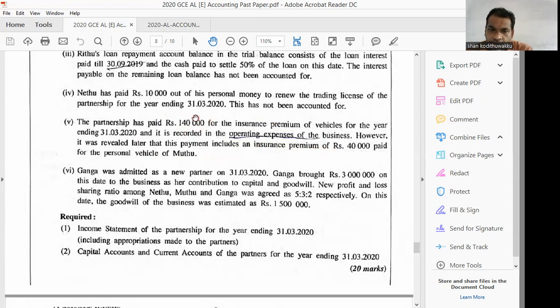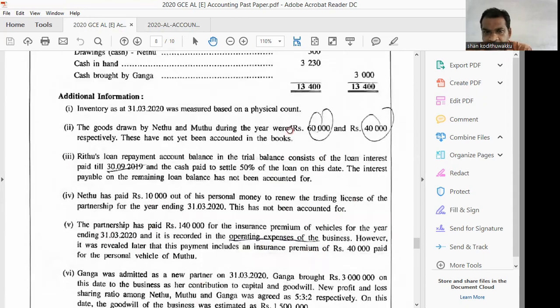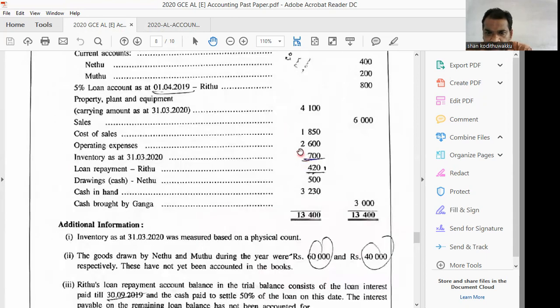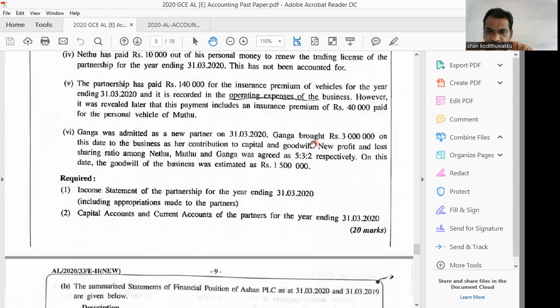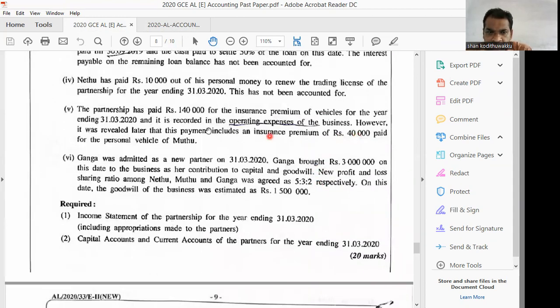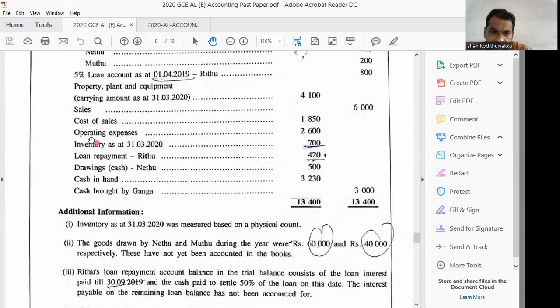Therefore, only 100 can be taken for business insurance premium. Then 100 can be there in this value 2,600. But this 40 paid for the personal vehicle of Muthu cannot be there. Therefore, this 40 should be deducted from operating expenses because a total of 140 is included in this value. Therefore, 40 is not related to business expenses, that is the partner's personal expense. It is equal to drawings. Therefore, you can credit this value.